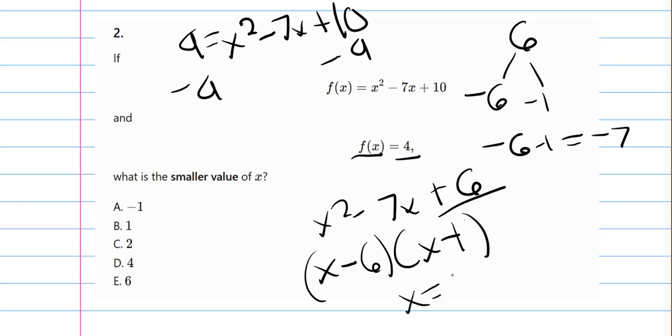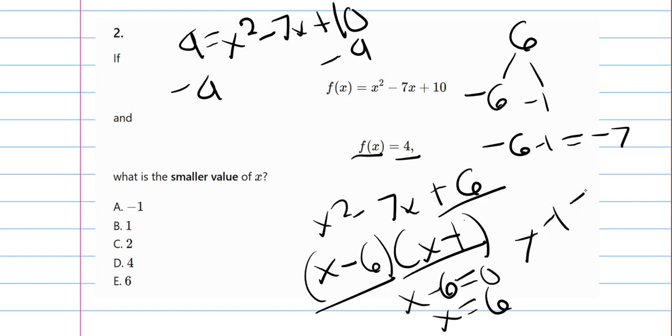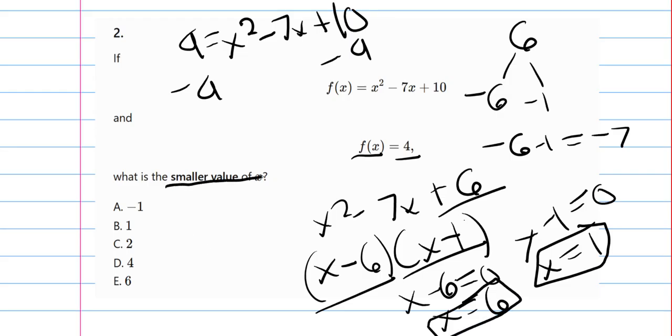And remember what we did earlier, we need to change the sign of both of the binomials. That would be x is equal to 6 and x minus 1 equals 0, so x is equal to 1. So you have two positive values, but we're asked what is the smaller value of x. So that would be 1. That's how you get the answer.